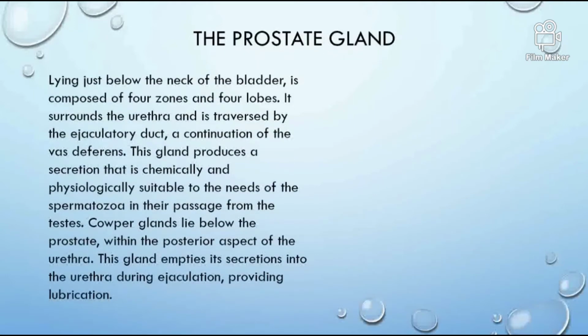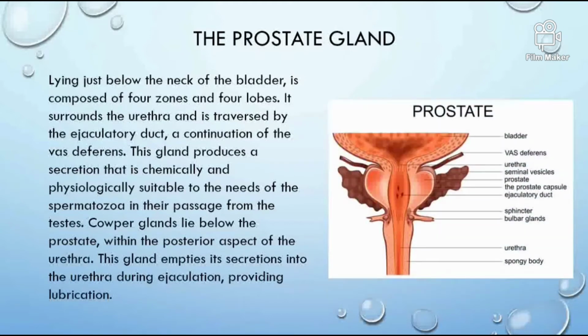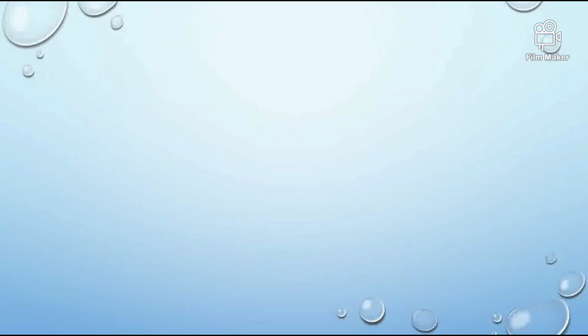The prostate gland, lying just below the neck of the bladder, is composed of 4 zones and 4 lobes. It surrounds the urethra and is traversed by the ejaculatory duct, a continuation of the vas deferens. This gland produces a secretion that is chemically and physiologically suitable to the needs of the spermatozoa on their passage from the testis. Cowper glands lie below the prostate within the posterior aspect of the urethra, and this gland empties its secretions into the urethra during ejaculation, providing lubrication.